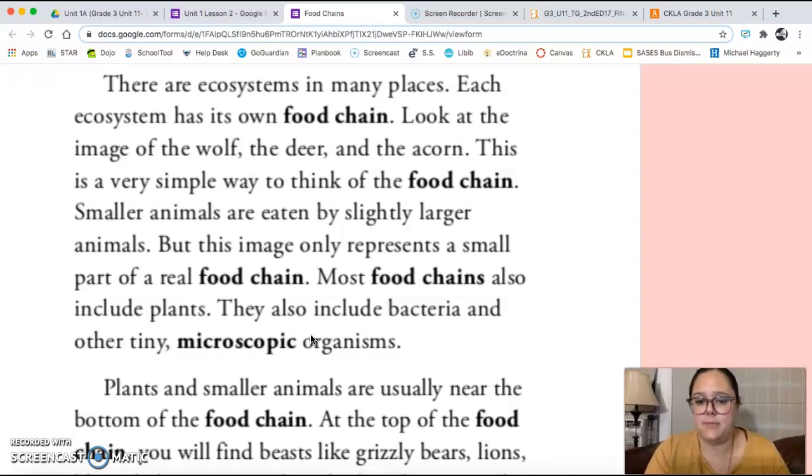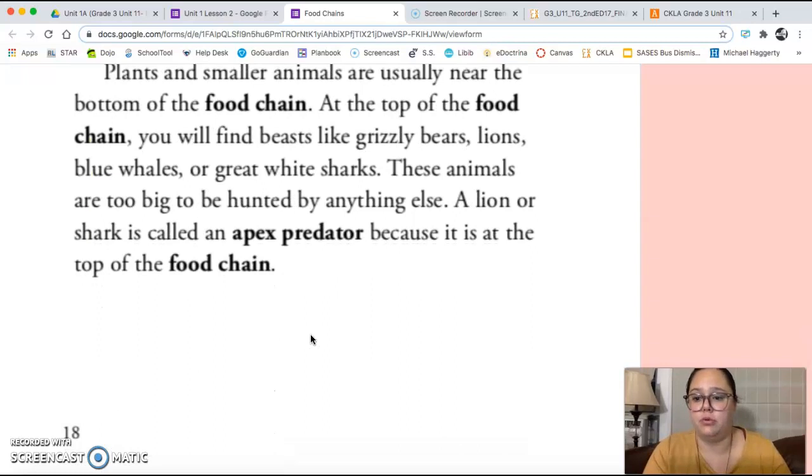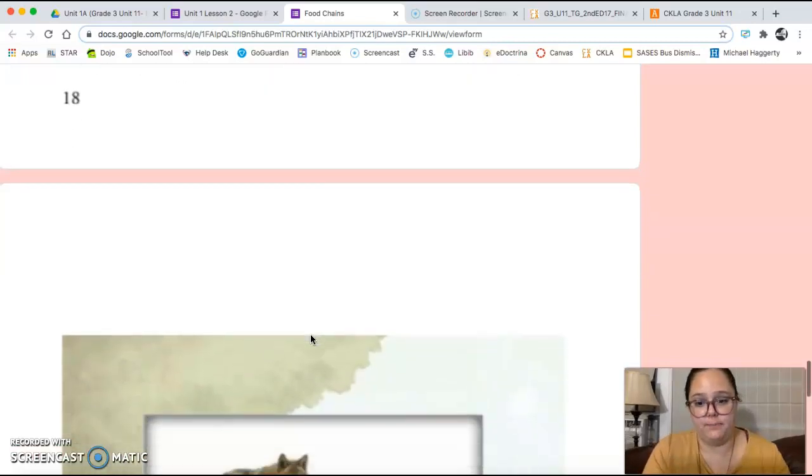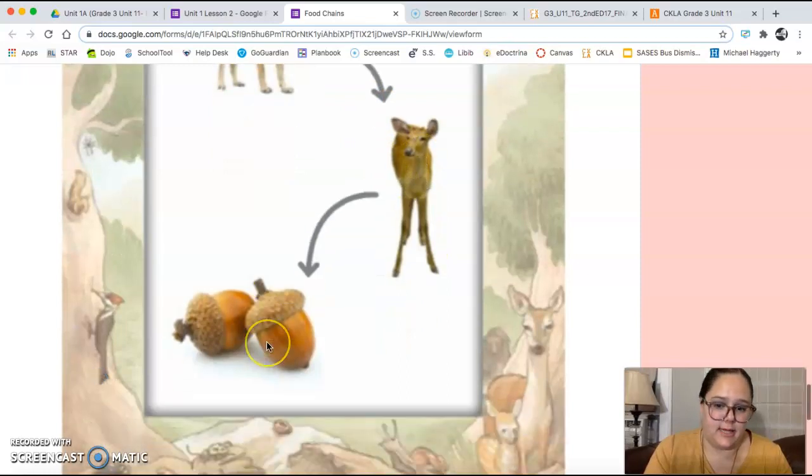Plants and smaller animals are usually near the bottom of the food chain. At the top of the food chain, you will find beasts like grizzly bears, lions, blue whales, or great white sharks. These animals are too big to be hunted by anything else. A lion or shark is called an apex predator because it is at the top of the food chain. There's our food chain. So this says that the wolf is eating the deer and the deer is eating the acorns.